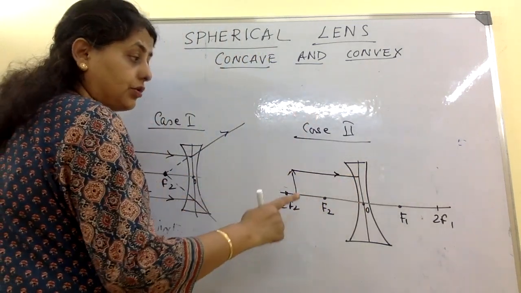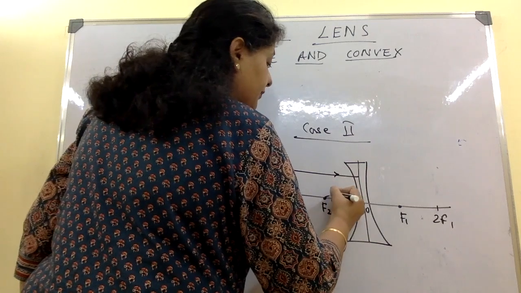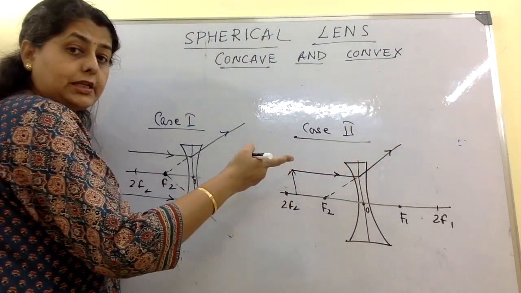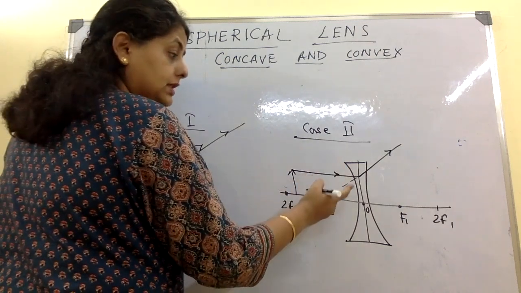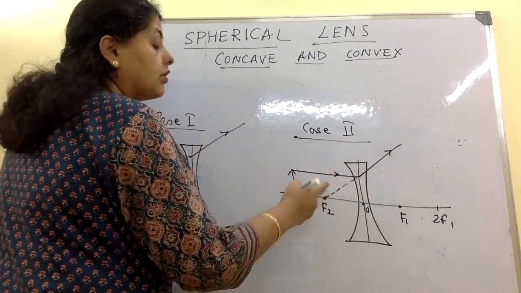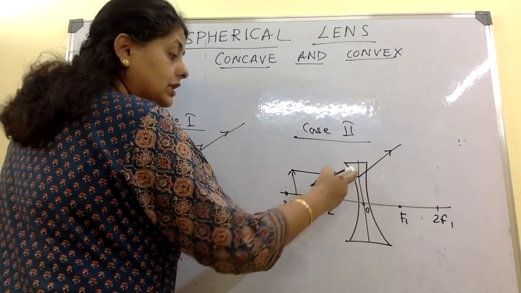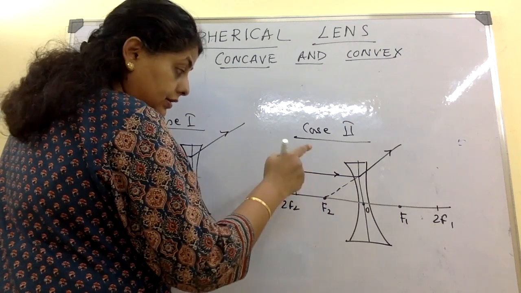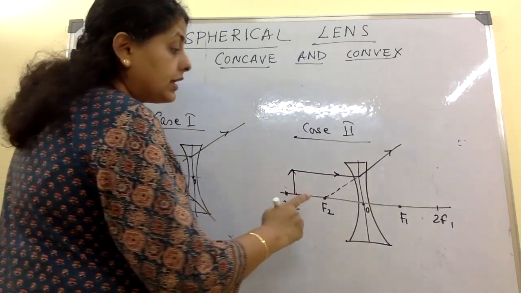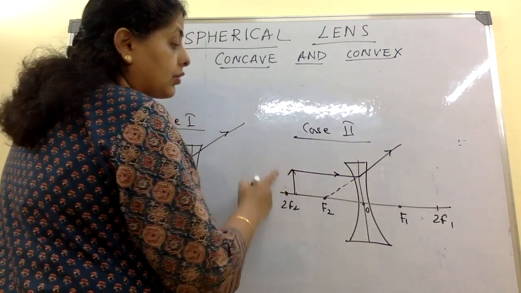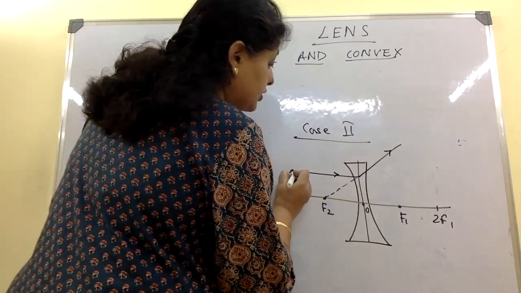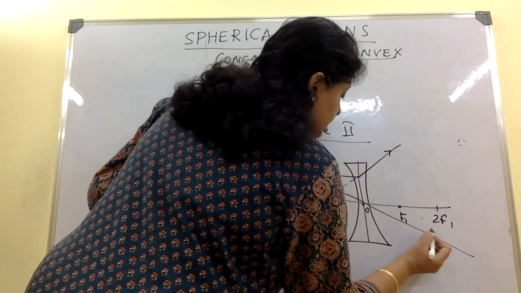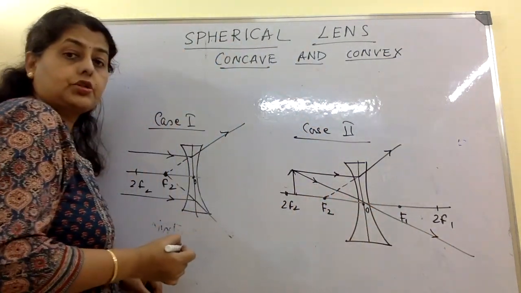Following the rules, what to do? It will diverge like this. Okay, so you have to draw with a scale. That is why I am drawing this first. So this is diverging like this as if coming from the focus. Rule 1, right? Now the other ray is going through the center of curvature and it passes straight, without deviation.